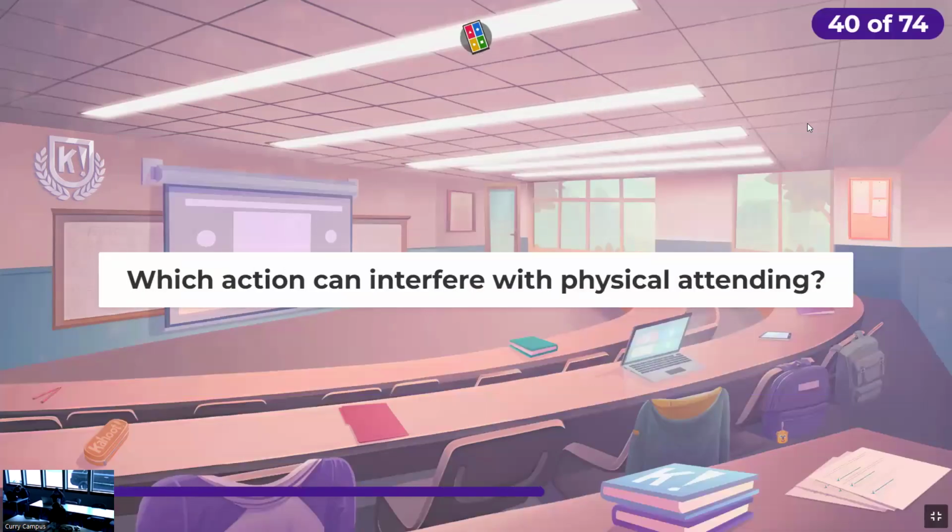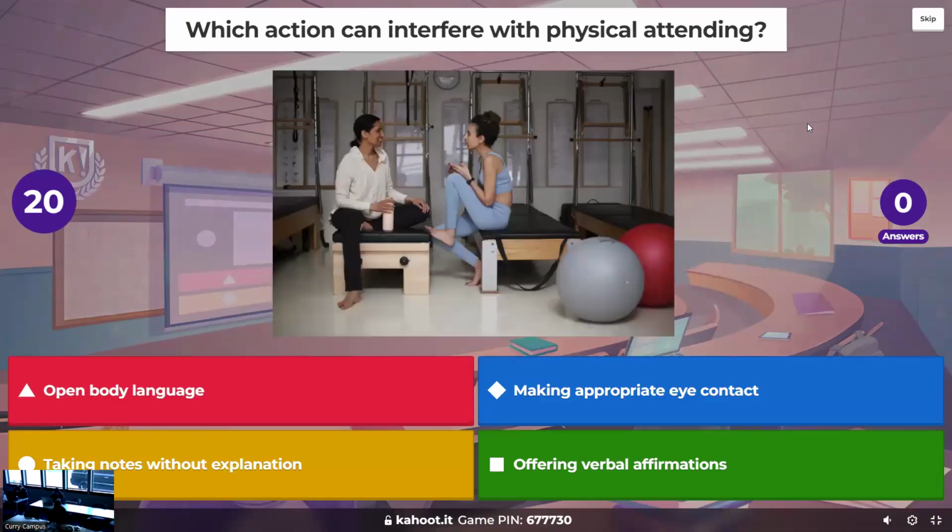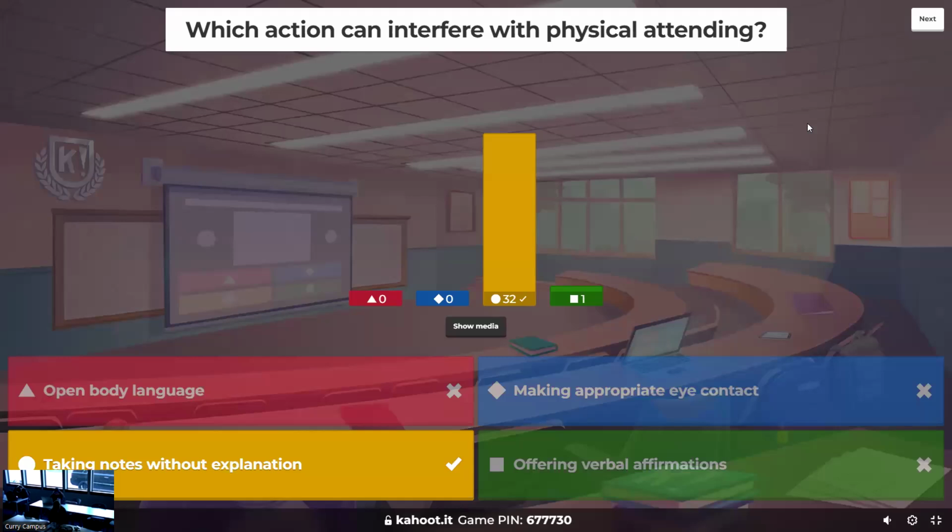Which action can interfere with physical attending? And the yellow is taking notes without explanation. And remember, it says interfere with. All right, good. Taking notes without explanation. So when you're taking notes in front of a patient, just let them know the basics of what you're writing down.